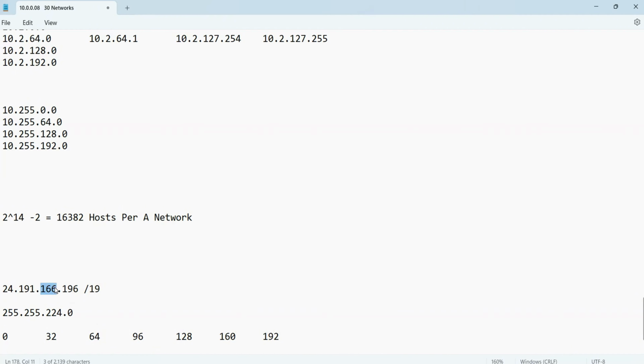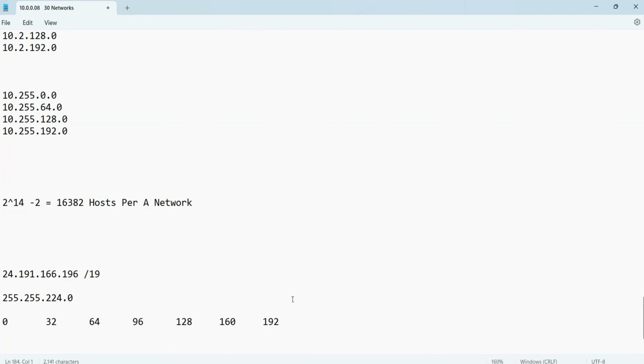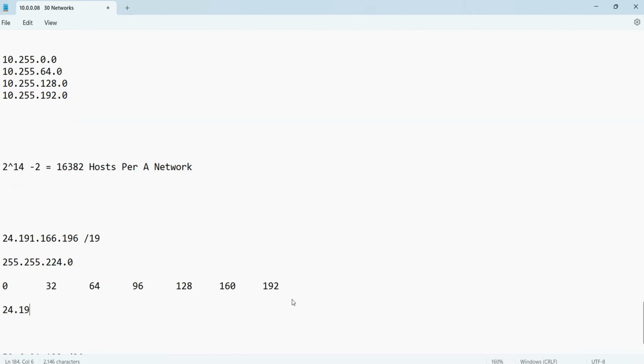What is the wildcard over here? The third octet. Where does it fall? Between 160 and 192. So if this is the host address, what is the network ID? Well, the network ID is what? 24.191.160.0. The next network is 192.0, right? So what is the broadcast? 24.191.191.255 is the broadcast. See that? I just reverse engineered a Class A network.